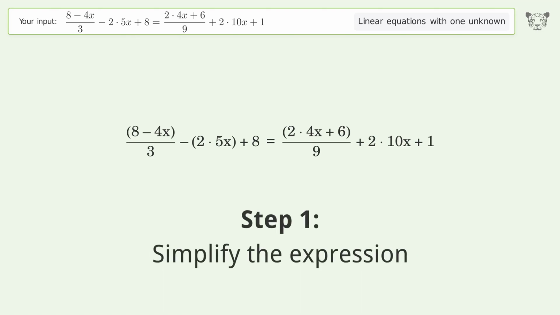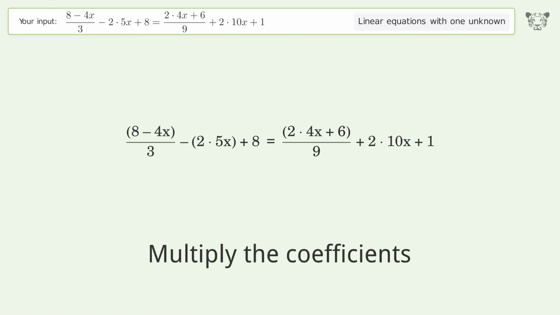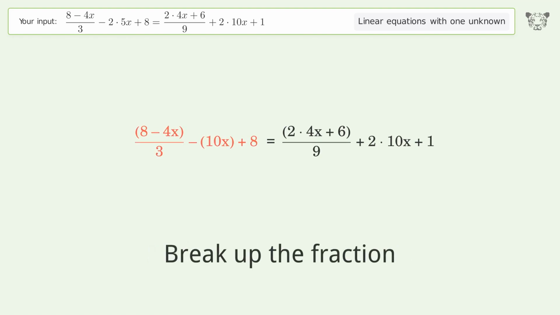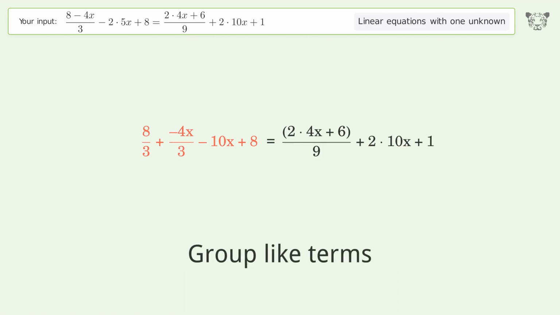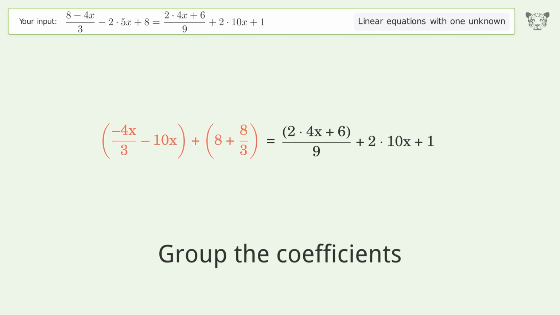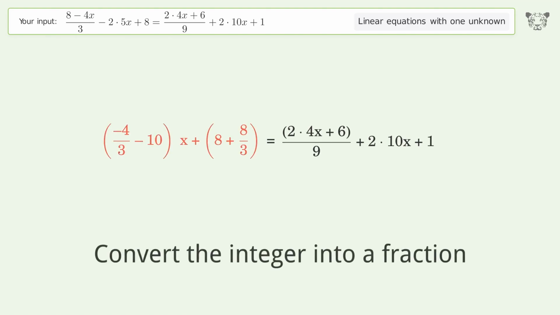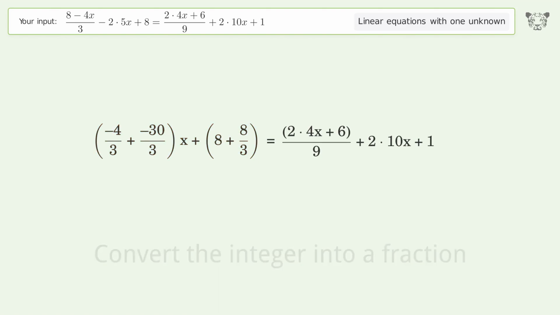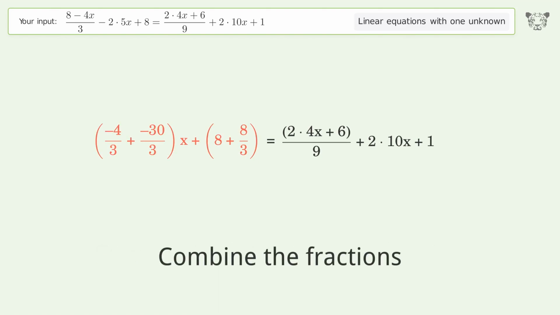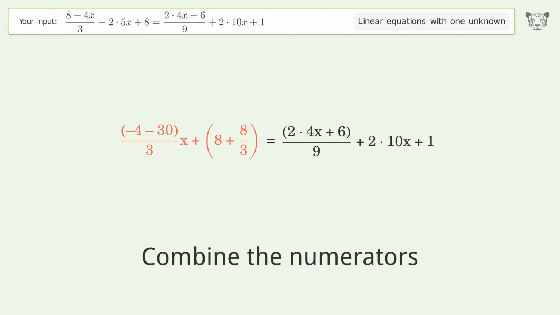Simplify the expression. Multiply the coefficients. Break up the fraction. Group like terms. Group the coefficients. Convert the integer into a fraction. Combine the fractions. Combine the numerators.